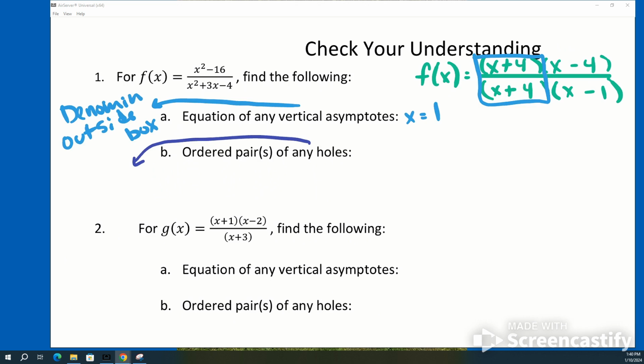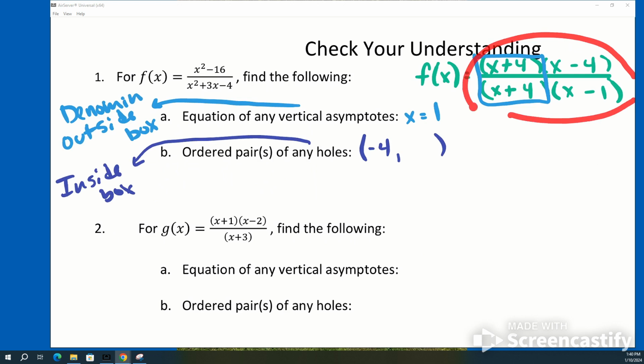All right, and then for B, we're going to find any holes. That's just going to be inside the box. That's going to be the x part of the hole, so that's going to be -4. Now we can't just put -4 back into the function because you would get 0 over 0, which is an indeterminate value. So what we're going to do is put it into the parts of it that are not inside the box. It's kind of like a reduced version of the function.